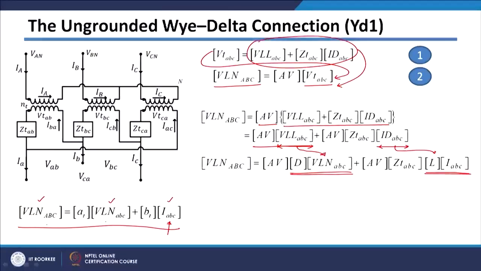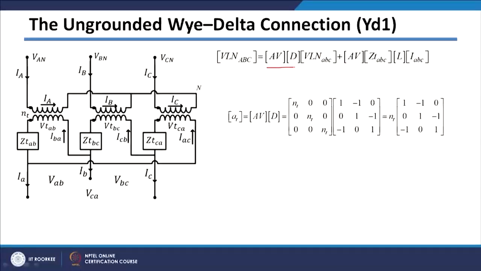So now we have it in standard format. Here we get line to neutral voltages on both sides, and here we get line currents. So this will be your A parameter: AT will be AV multiplied by the D matrix, and your B parameter will be AV multiplied by ZTABC multiplied by L. So let us simplify it.